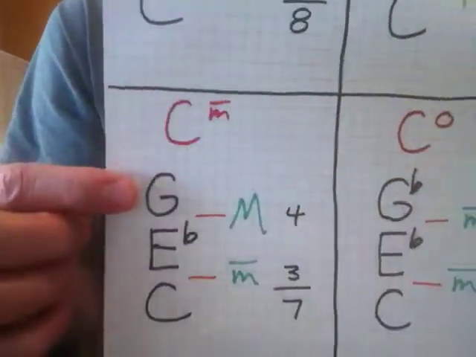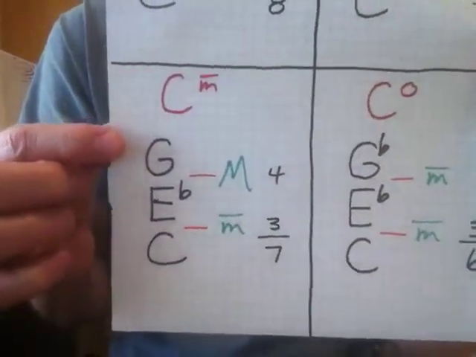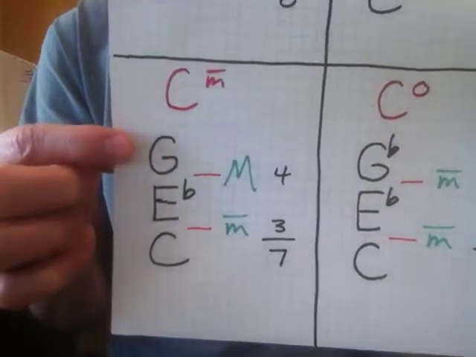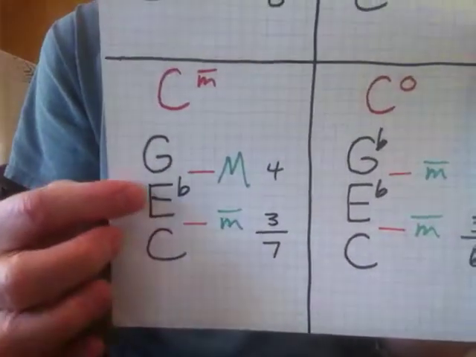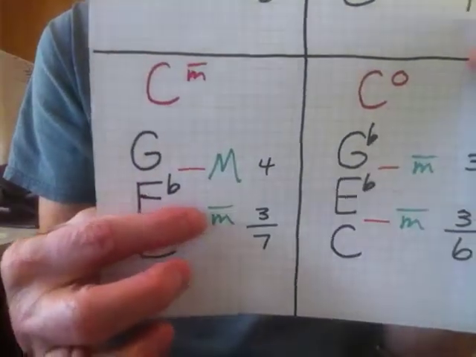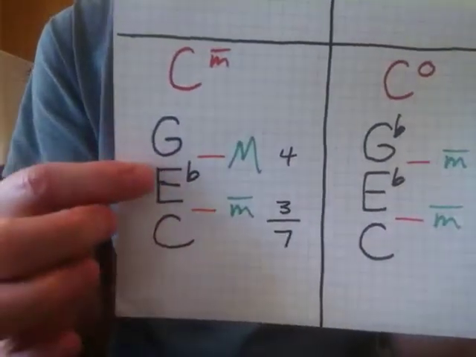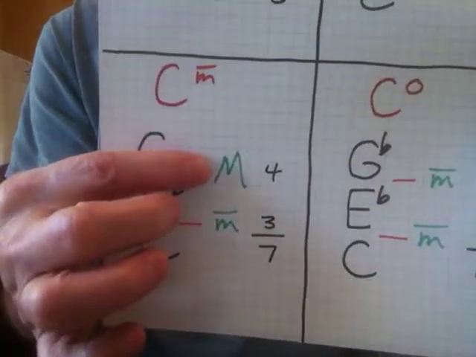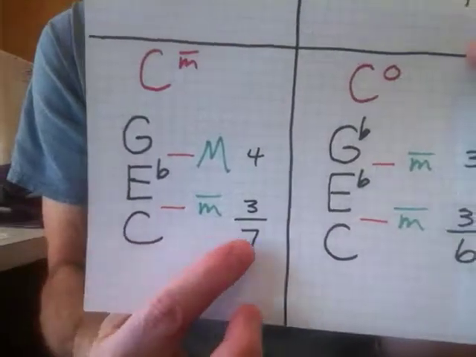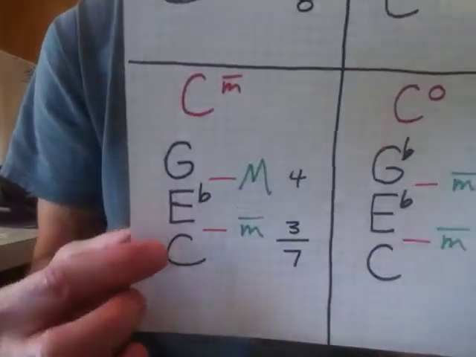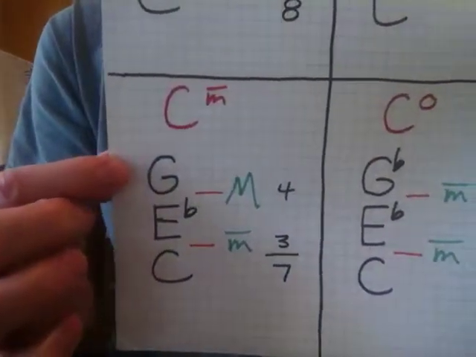Then we move on to the C minor bass chord. And you see here from C to E flat, it's a minor third. And from E flat to G, we get a major third. And that too has a total of 7 half steps from root to fifth.